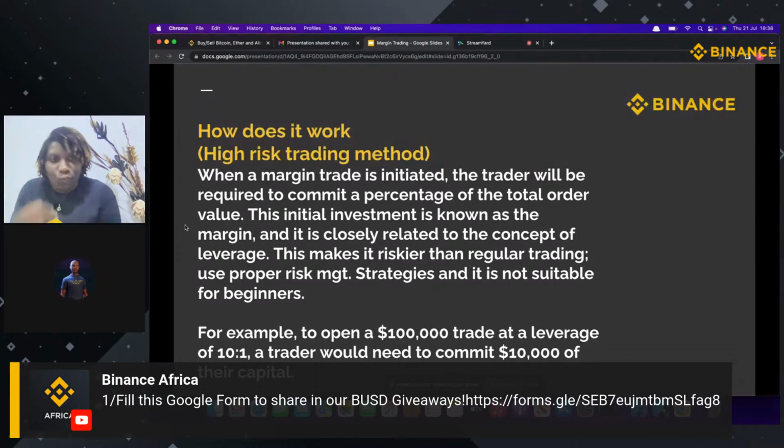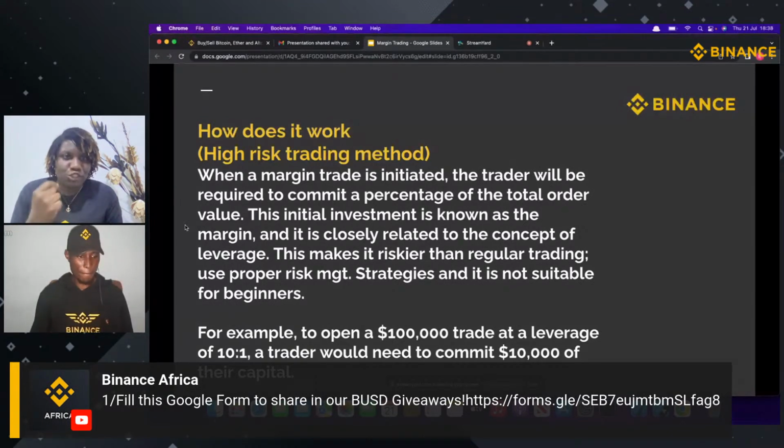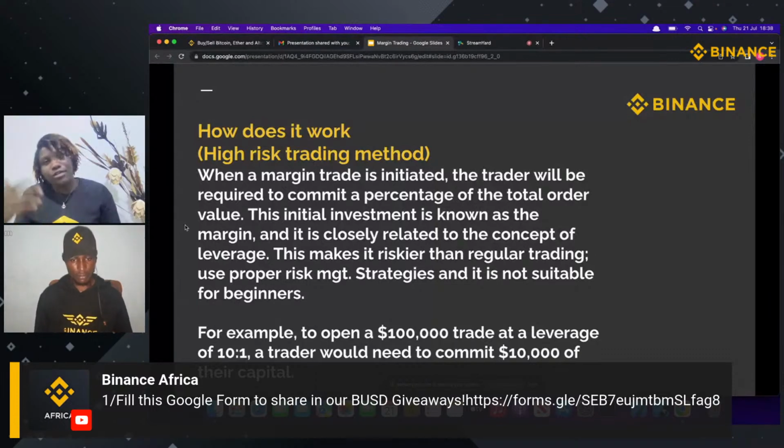And I want to repeat that this is riskier than regular trading, and you need to use proper risk management strategies to keep your losses low in case the trades do not go in your favor. Another thing worth noting is that this strategy is not really suitable for beginners. Yes, this is a newbie walkthrough, but it is important that we give you this information. It's not suitable for beginners because of the leverage.